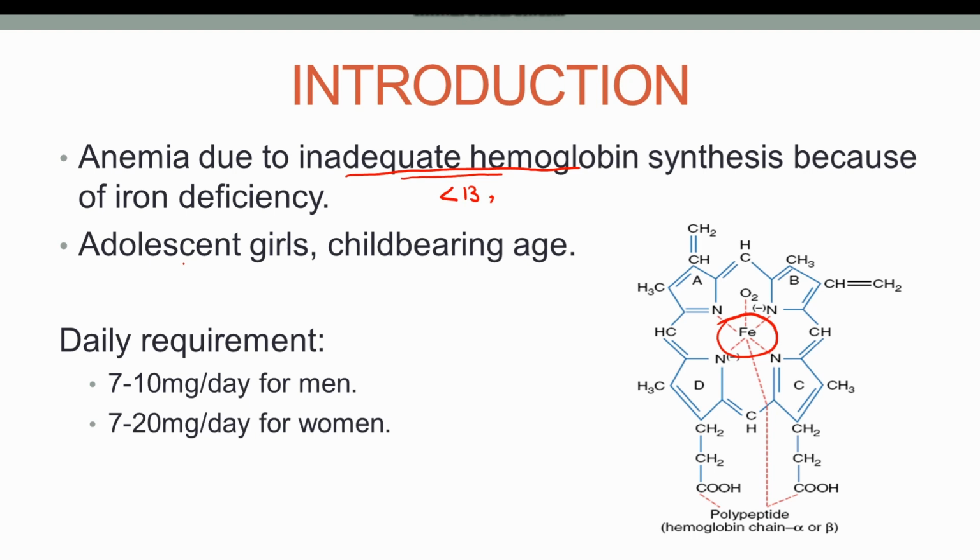This particular anemia is more common in adolescent girls and in women of childbearing age. Iron deficiency anemia is rather less prevalent in the developed countries. We will not indulge into the details of iron metabolism, but it is important to know the daily requirements of iron, which is 7 to 10 milligrams per day for men and almost 7 to 20 milligrams per day for women.